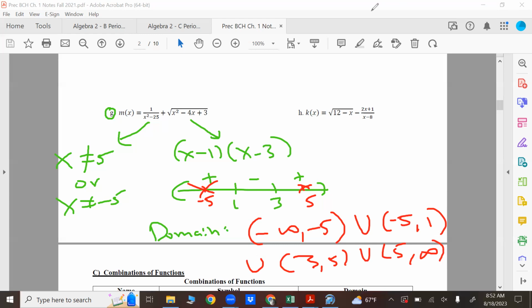So if I were to actually draw it more appropriately, it would look kind of like this. Let's get a highlighter here. And there's going to be open circles.